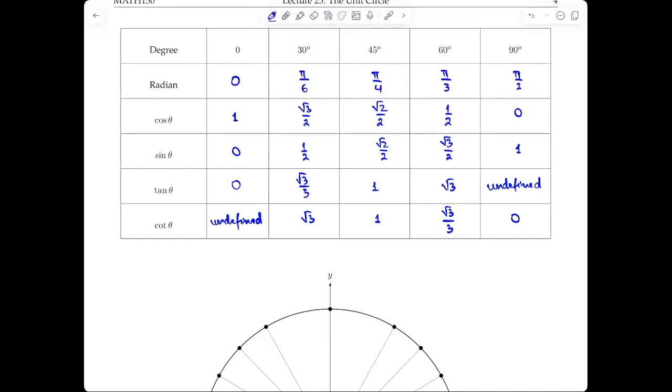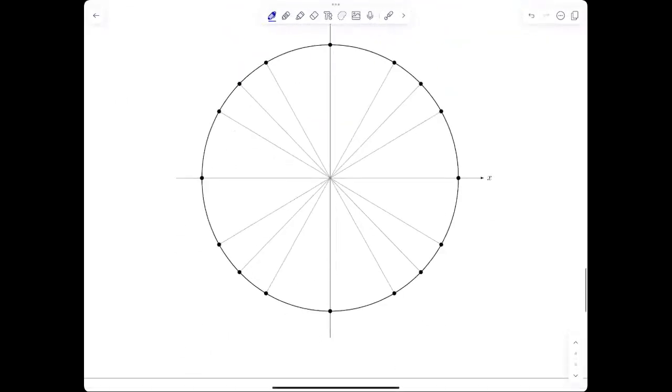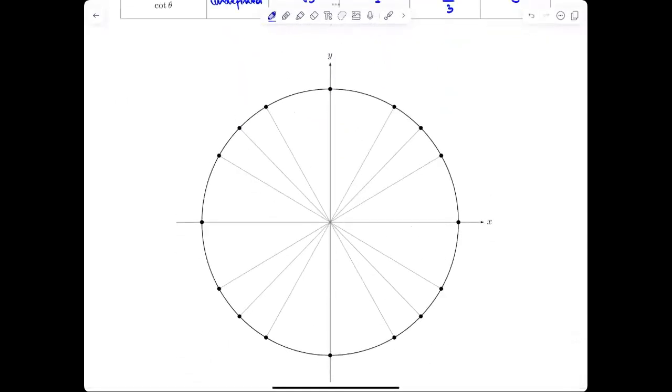Now we're going to fill out the unit circle. Not only the special angles that you see in the table, but also other special angles that you can derive directly from the angles in the first quadrant. So I'm going to start with the zero angle, and then I move on to pi over 6, pi over 4, pi over 3, and then pi over 2. And everything else will be derived from the first quadrant.